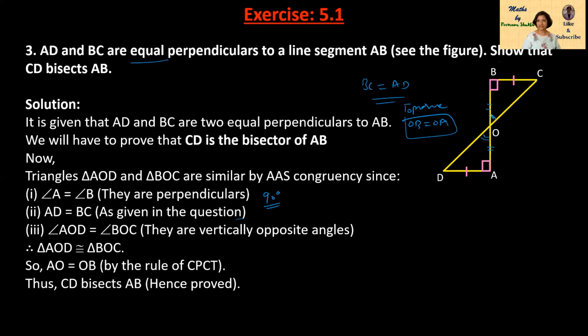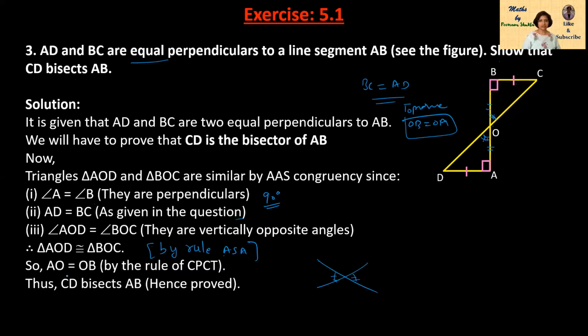By which rule? These are the vertically opposite angles, right? When two lines intersect, vertically opposite angles are always equal, right? So you can say angle BOC equals angle AOD. When you have two angles and one side equal, then you can say these two triangles are congruent. So here you can say triangle AOD is congruent to triangle BOC by the rule, which rule? ASA. Here two angles and one side are equal. This angle is equal, and this side is equal.